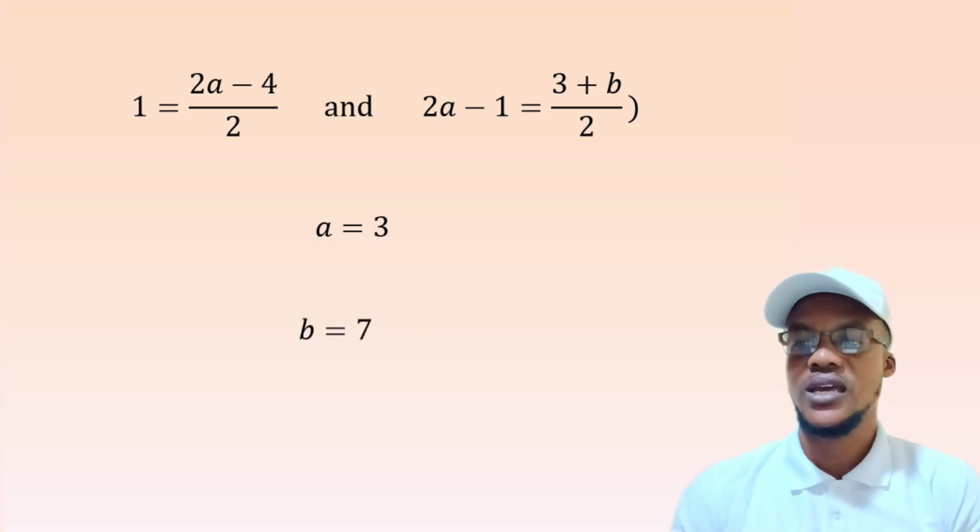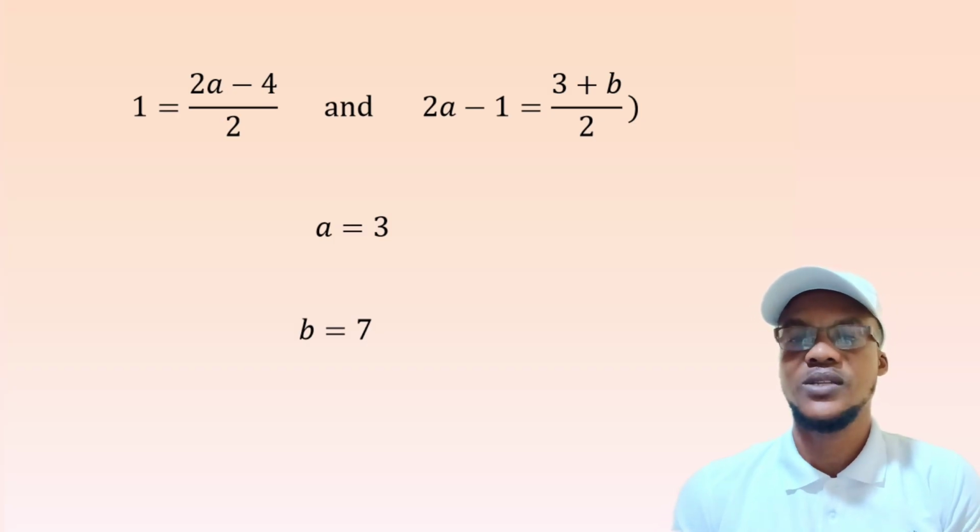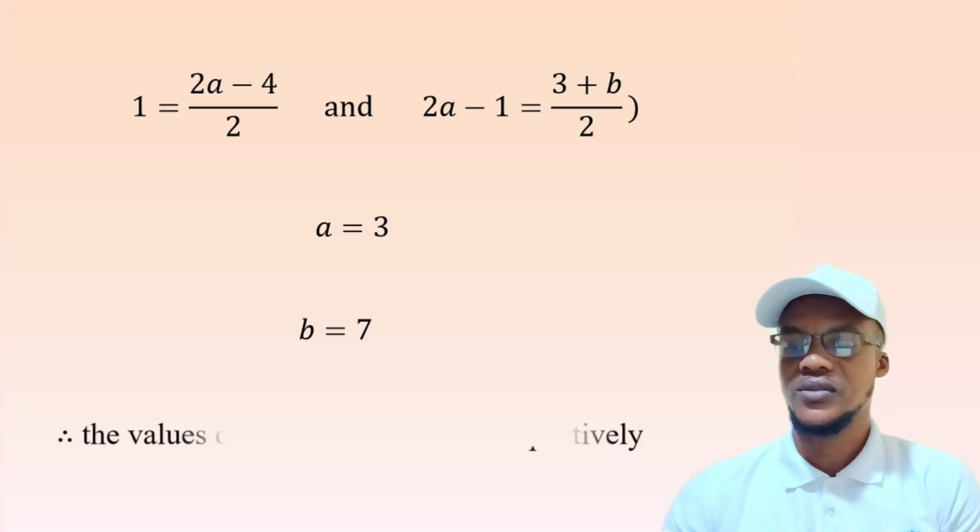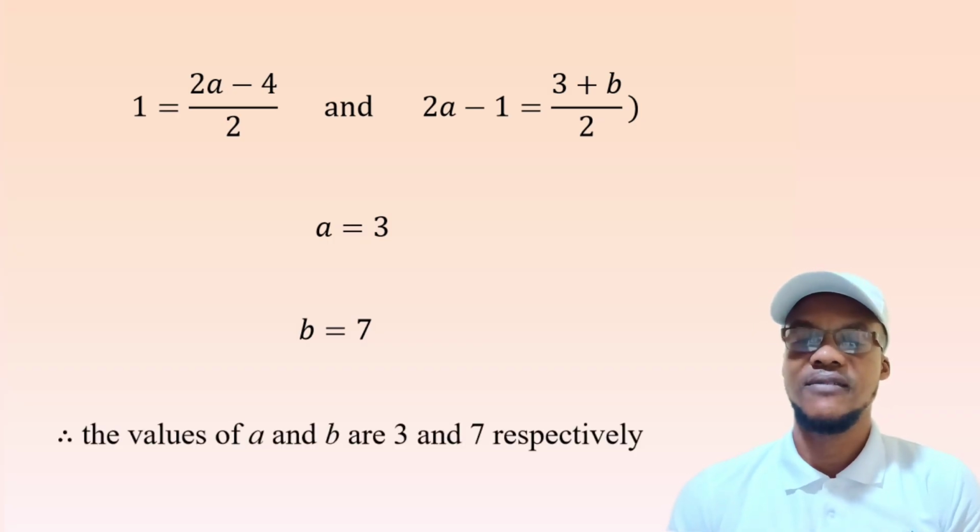So now we are able to find the values of a and b. Once we are able to get this, it becomes very easy. So this answers the first one. It means that the values of a and b are 3 and 7 respectively. Very simple, right?